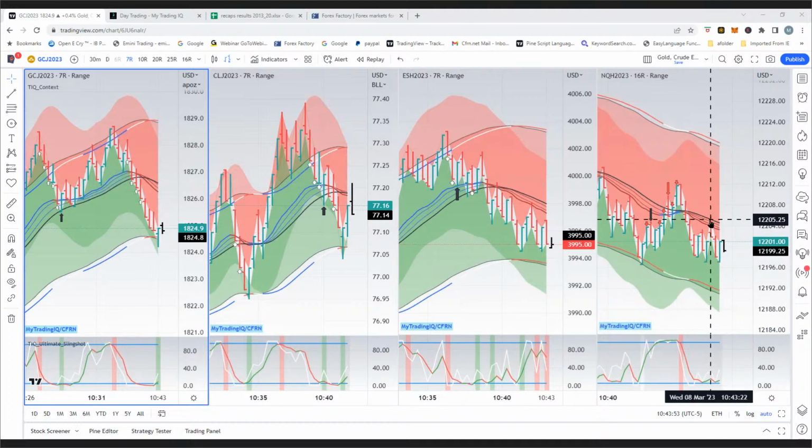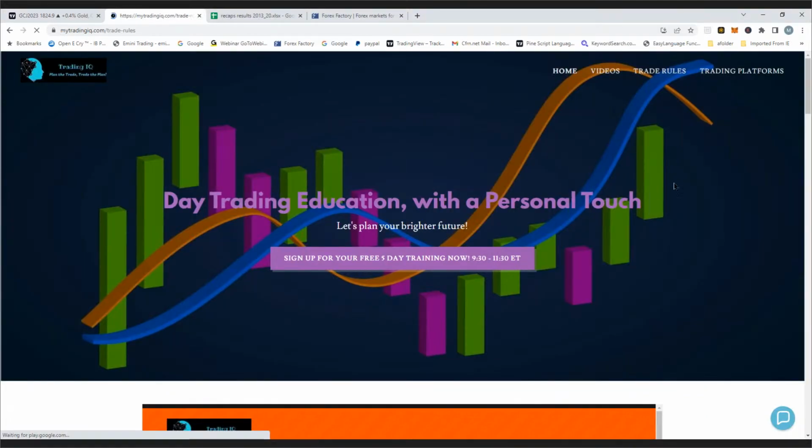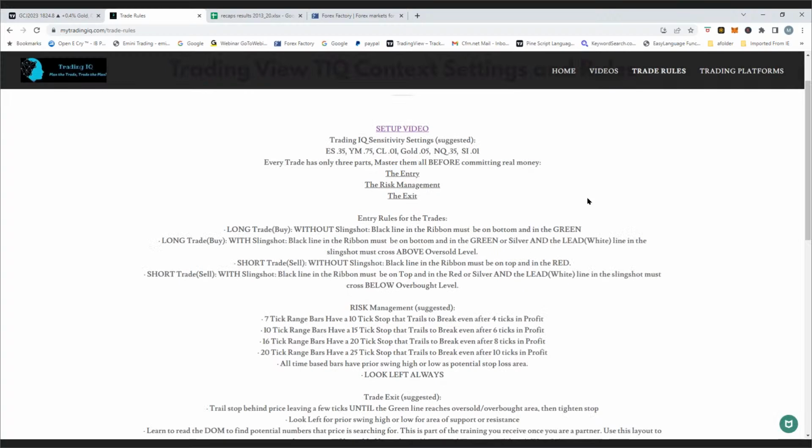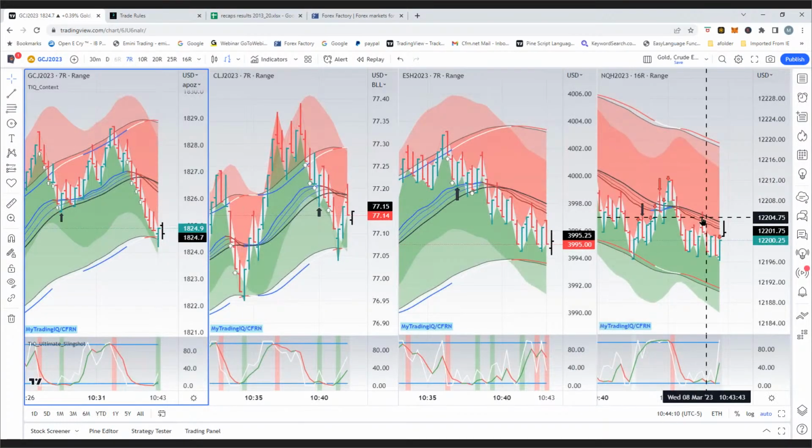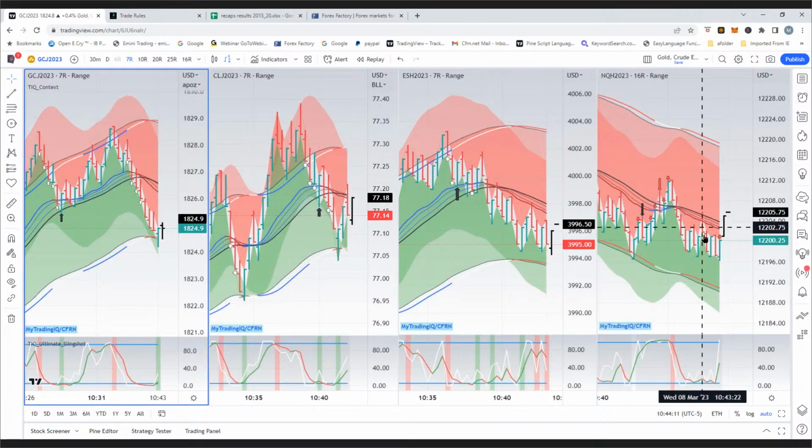There was just another short right here. Now, this was a ribbon short. If you go back and follow these rules right here, that was a short trade without the slingshot. The black line and ribbon must be on top and be in the red. That's what just happened right there. The black line and the ribbon were on top and in the red. That was a down close.